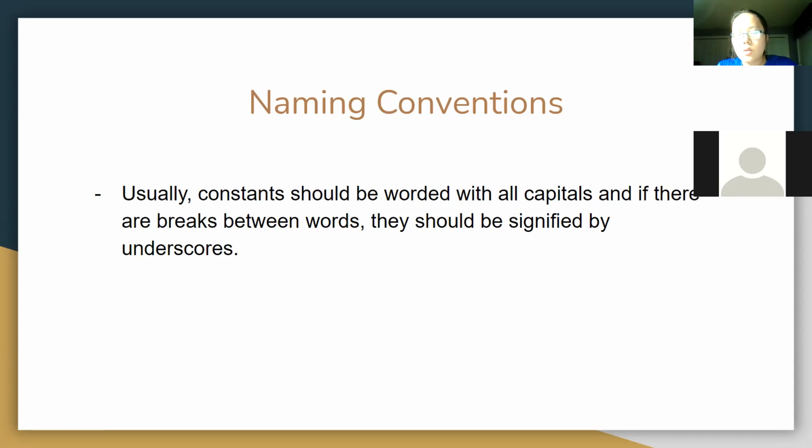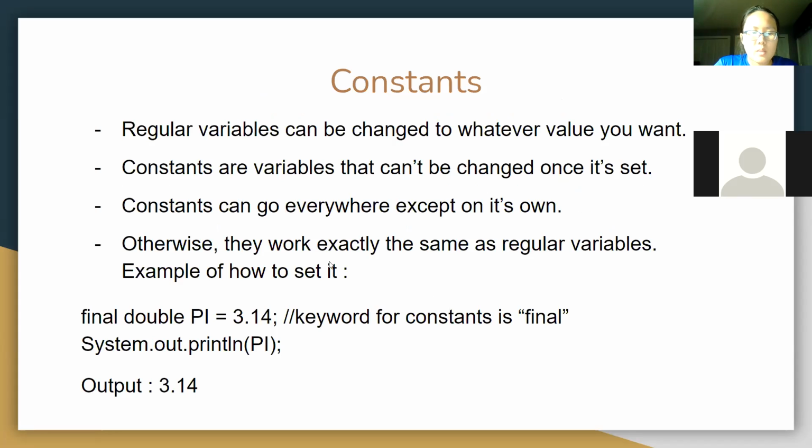Constants are usually supposed to be worded in all capitals, and if there are breaks between words, they should be signified by underscores. You could see in the previous example that I wrote PI all capitalized. That is what you want your letters to all be.